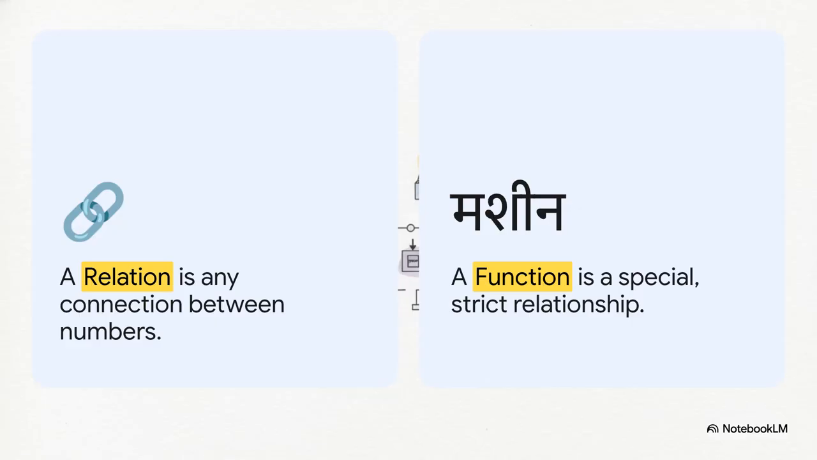So first things first, let's get our terms straight. You've got a relation on one side. A relation is, well, it's a total free-for-all. Any connection between numbers counts. But a function, oh, that is a special, much stricter kind of relationship. It's the gold standard. It's predictable.